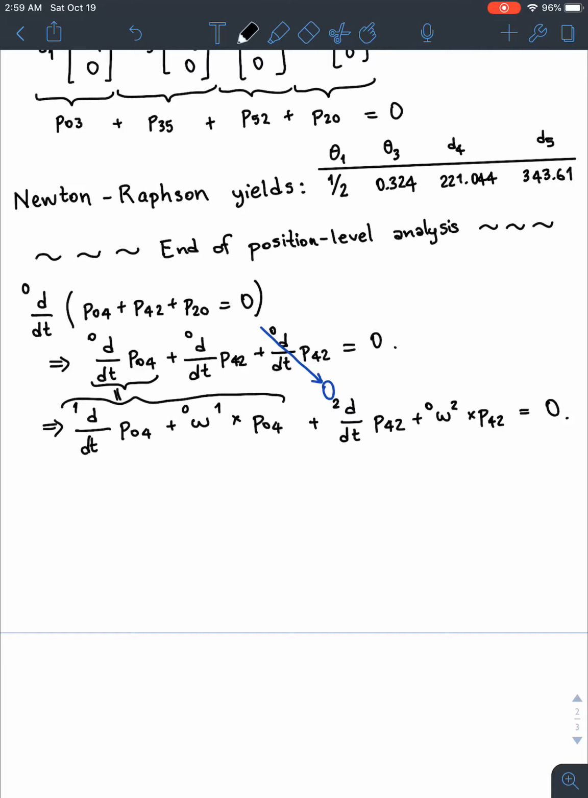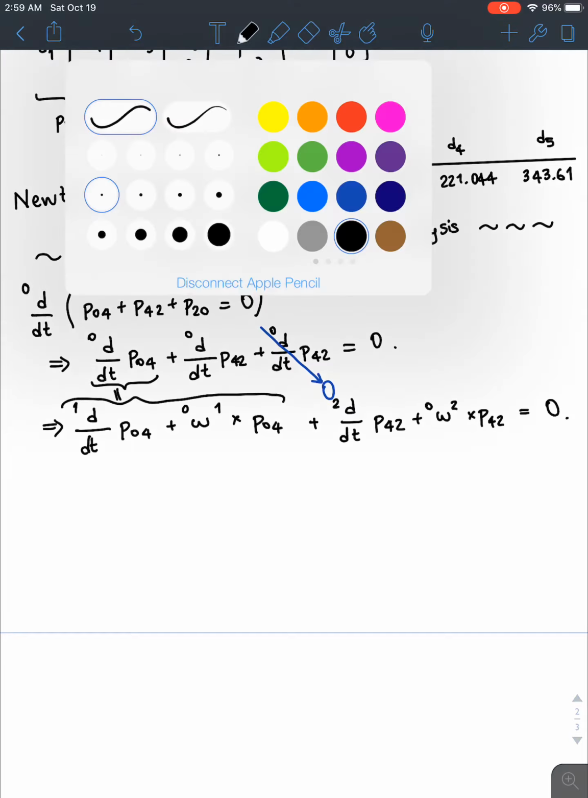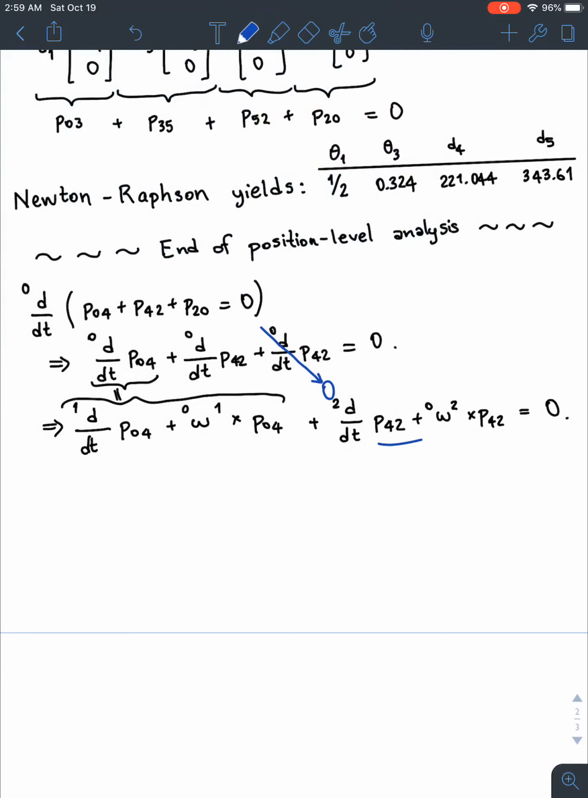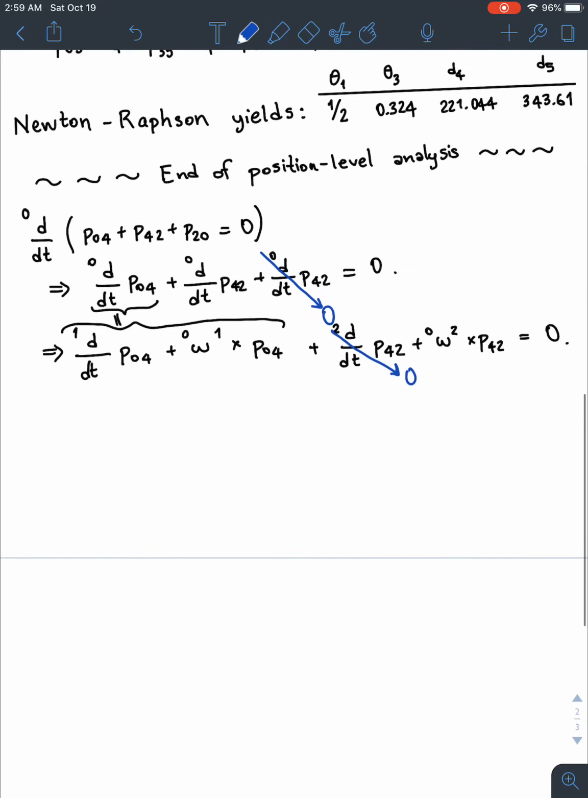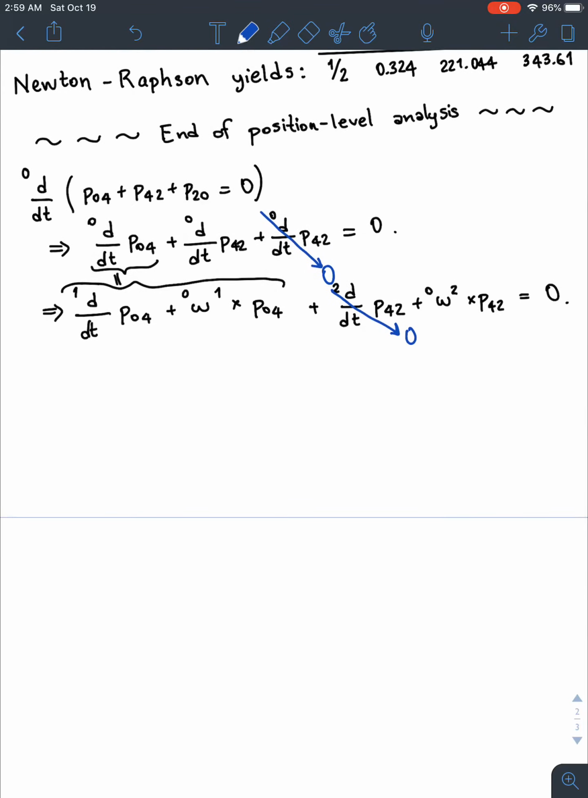Very good. Now, the vector P42, that's right here, is fixed in the second frame. So the simplification immediately is that this term is equal to 0. Very good. So we are left with 3 terms.